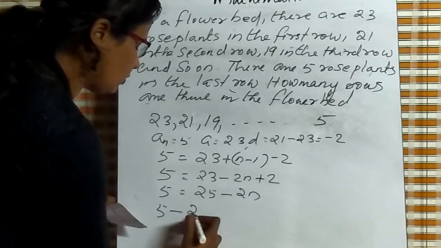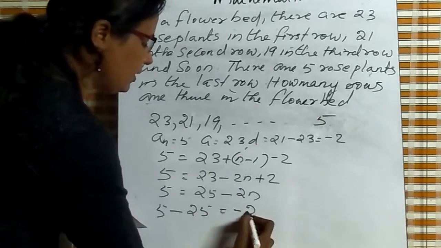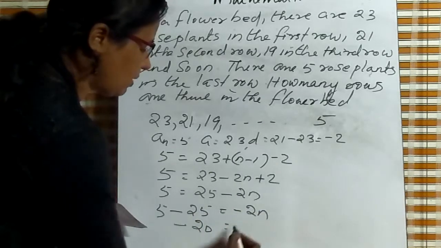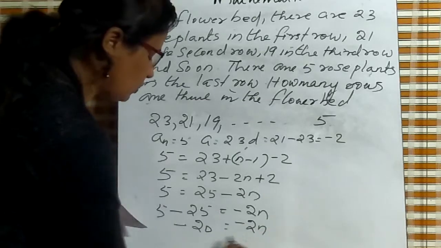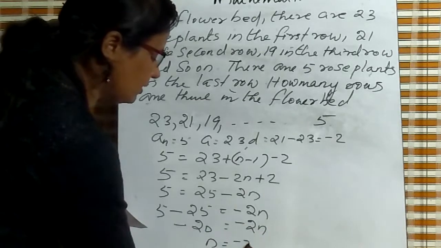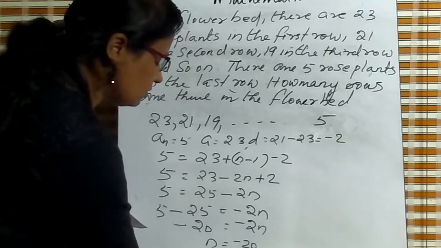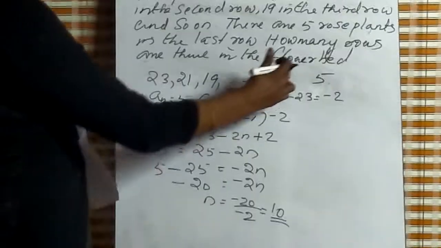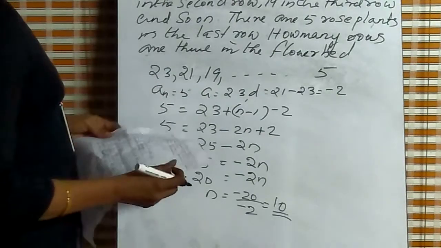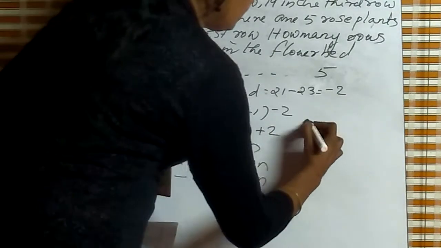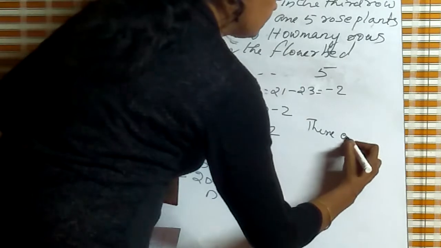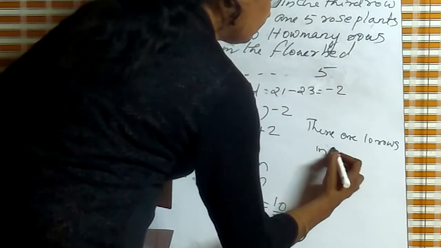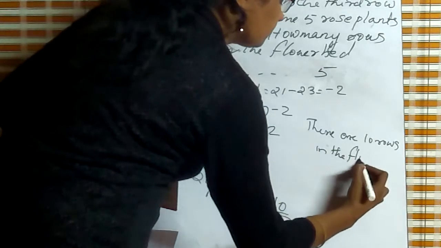5 minus 25 is equal to minus 2n. Minus 20 is equal to minus 2n. n is equal to minus 20 by minus 2, which is equal to 10. Therefore, n, the number of rows, is equal to 10. There are 10 rows in the flower bed.